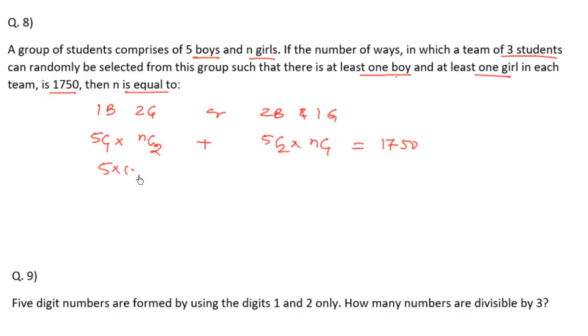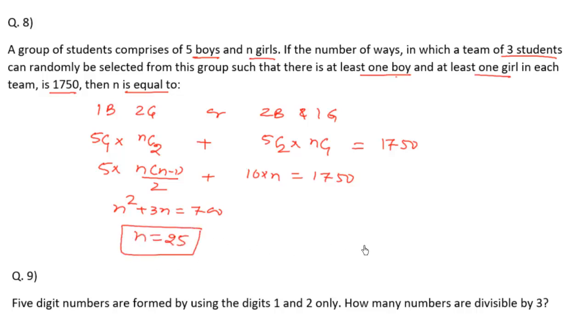So here it will be 5 into n into n minus 1 divided by 2 plus 10 into n is equal to 1750. On simplification, we'll be getting n square plus 3n is equal to 700. Solving this, we'll be getting the value of n to be 25. So 25 is the answer for the question.